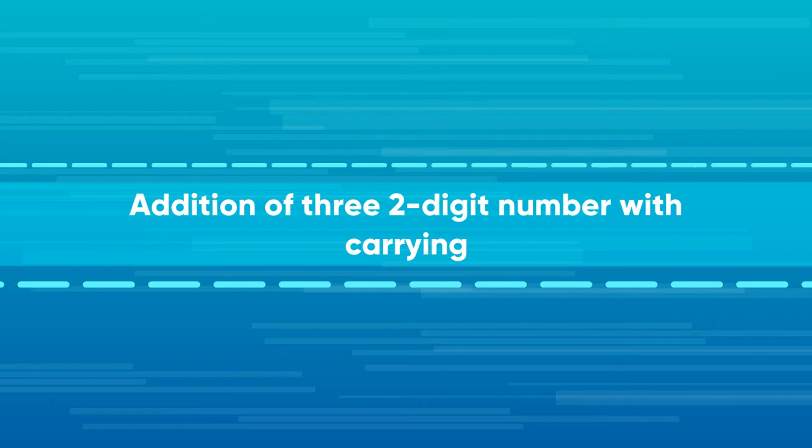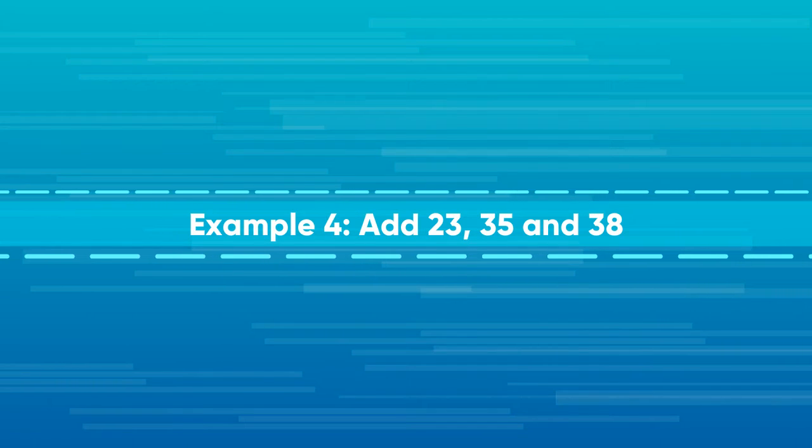Addition of 3 two-digit numbers with carrying. Example 4. Add 23, 35 and 38. Let us make a place value chart and place the numbers to be added in it. First, the digits in the ones place are added.